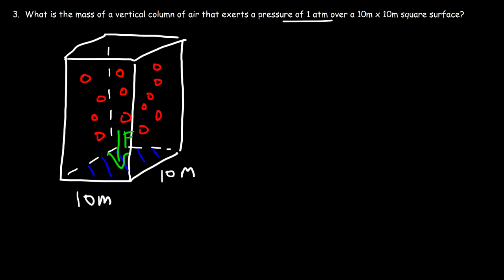Now, we have the atmospheric pressure at sea level, 1 atm. And so, at that pressure, we can calculate the mass of air. Let's say this is basically ground level at the Earth, and this is the vertical column that extends towards outer space. So we can calculate all of the air molecules that exist between Earth and outer space within this vertical column, which is 10 meters by 10 meters.